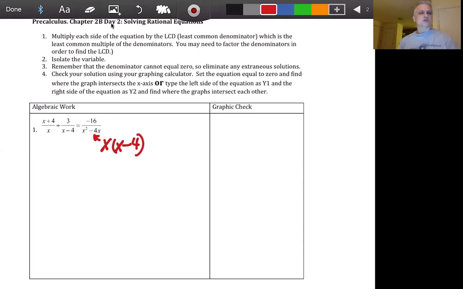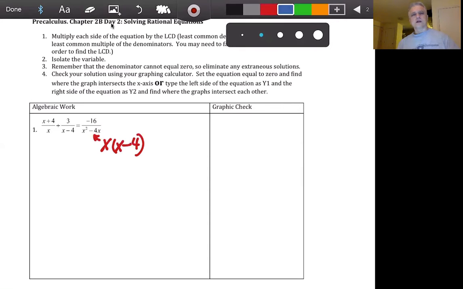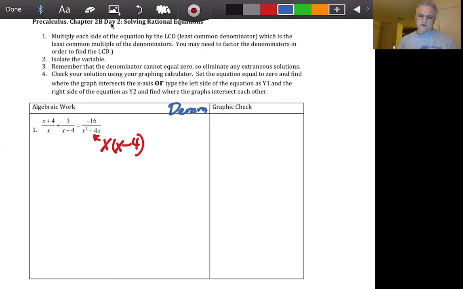Let's see if we can solve for x here. So step 1, we're going to multiply both sides of the equal sign by our LCD, which is going to be your lowest common multiple of your denominators. So what are the denominators? Well, I'm going to make a little list here. My denominators are x, x minus 4, and x squared minus 4x, but we have already factored that, so we know that that is x times x minus 4.